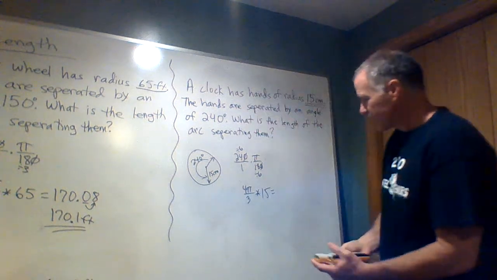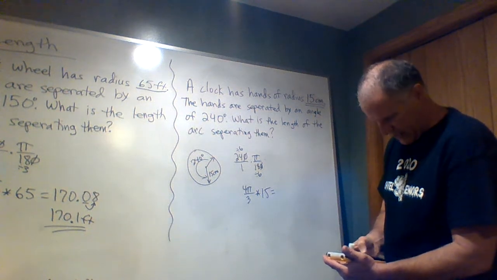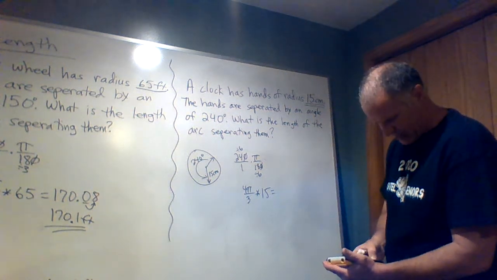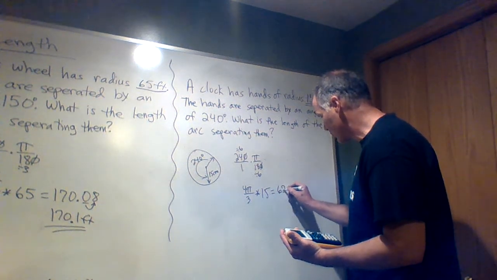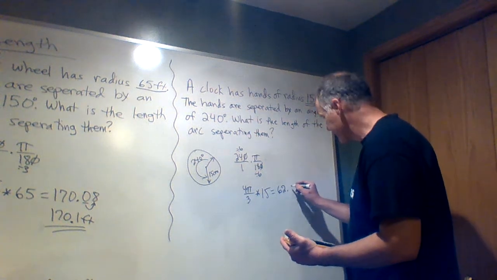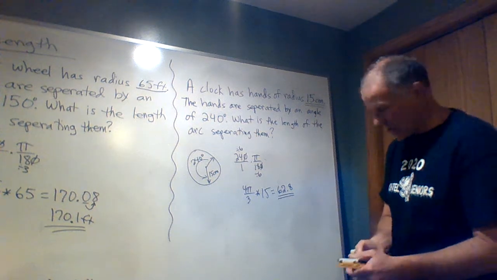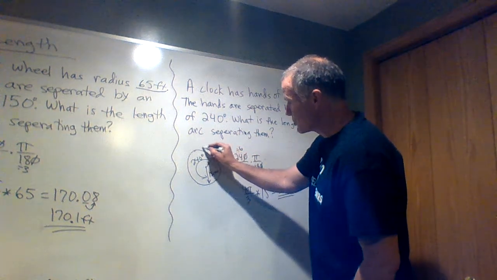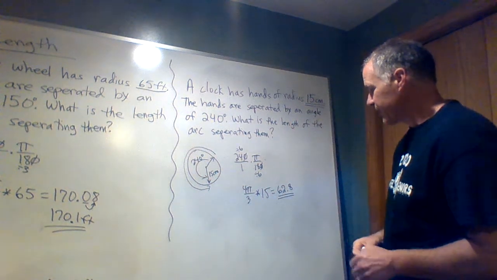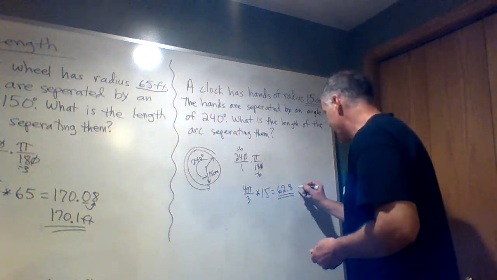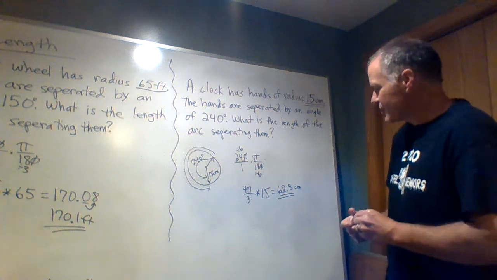Again, we can type this into the calculator. 4 times 3.14 divided by 3 times 15. Boom. This doesn't even have to be rounded. 62.8. And that's our answer. So the distance between those two hands of the clock, that arc, would be 62.8 centimeters.